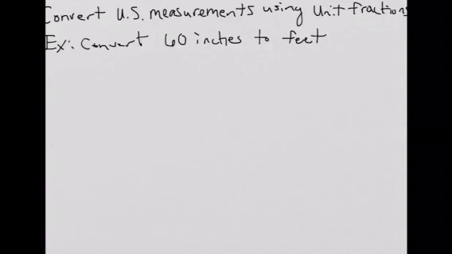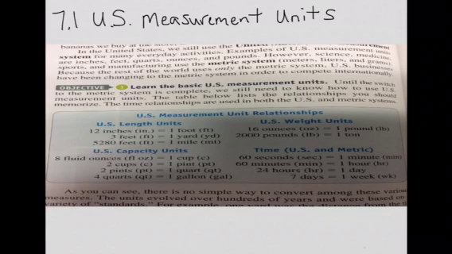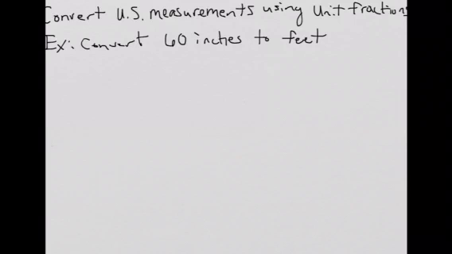It says we want to convert 60 inches to feet, and to do that we want to use a unit fraction. Unit fractions are what these relationships are. Each one of these relationships is a unit fraction. So 12 inches over 1 foot would be a unit fraction, and 3 feet over 1 yard would be a unit fraction. So we're going to use these relationships in our problem solving.